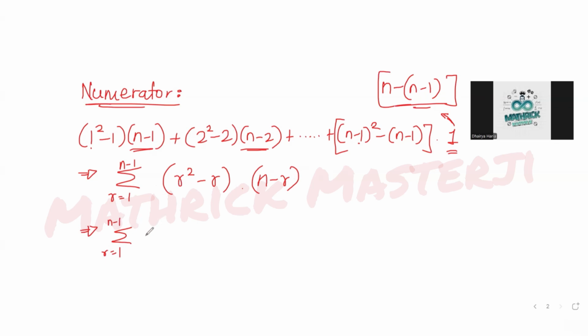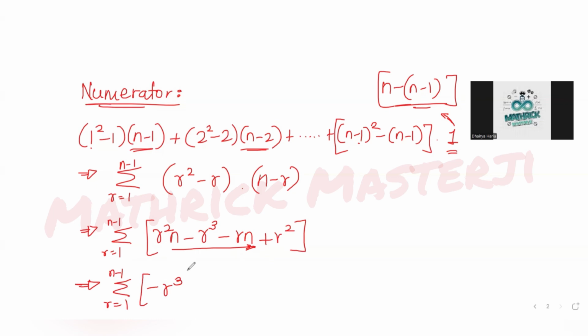If I multiply the whole brackets, what do I get? r square times n, minus r square into r, which is r cube, minus r into n, minus r into minus r is plus r square. So we have this entire term with us. Now the summation is r equals 1 to n minus 1. Writing it in descending powers, the highest power is minus r cube. For r square, I have two terms, so if I take r square common, I get n plus 1. And then only the term of r is left, which is minus nr.